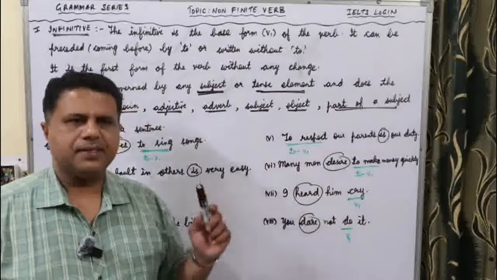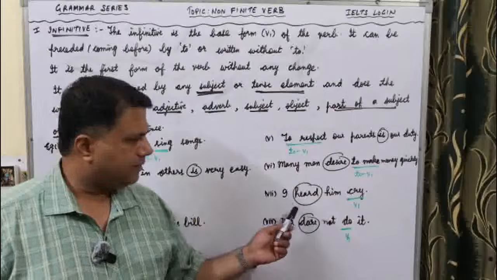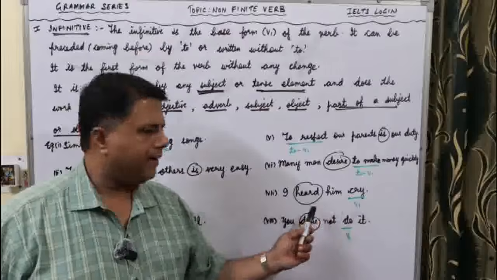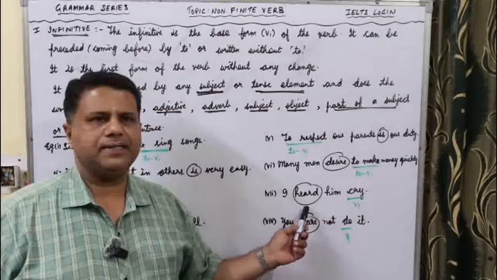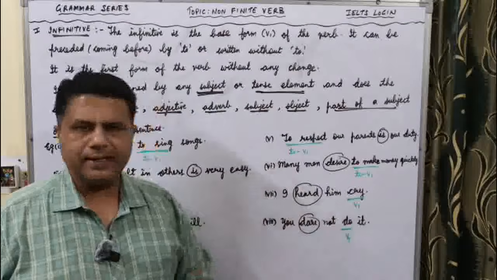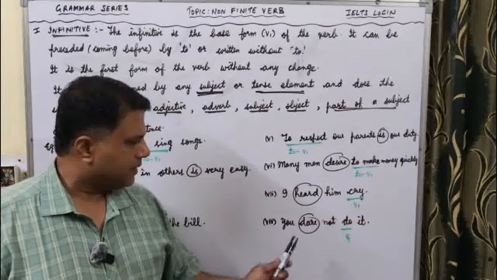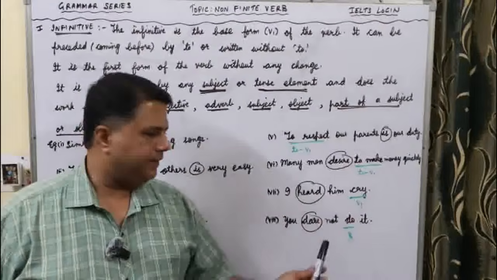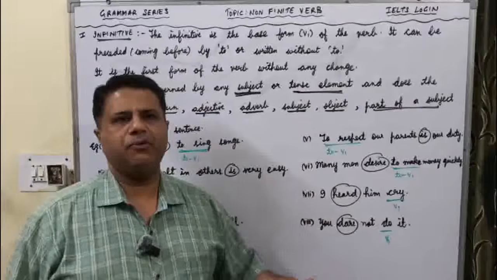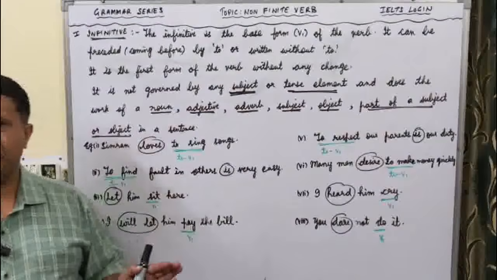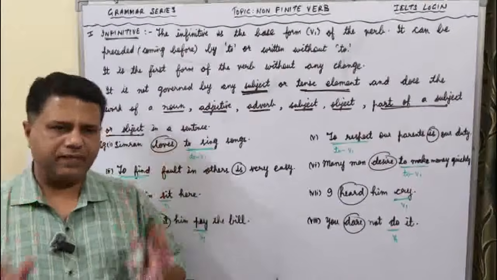In the next 2 examples, bare infinitives are there, infinitives without to. I heard him cry. Heard is the tense element, it is a finite verb, and cry is the first form of the verb. This is a bare infinitive. You dare not do it. Dare is the finite verb, do is a bare infinitive. So 4 examples of bare infinitive and 4 examples of to infinitive.